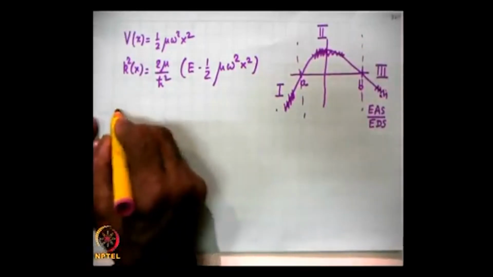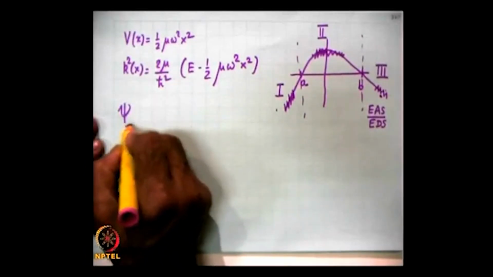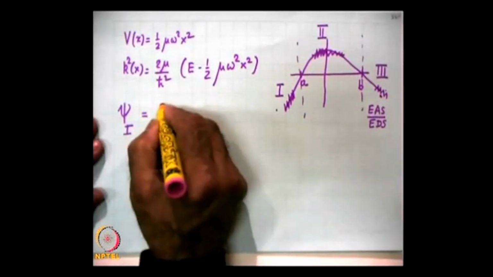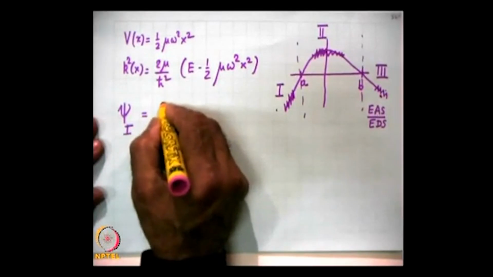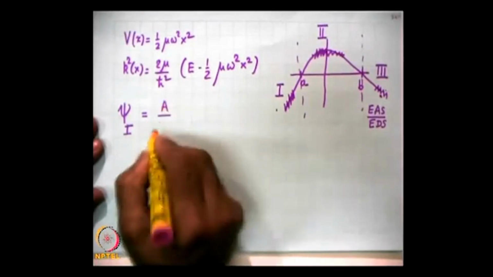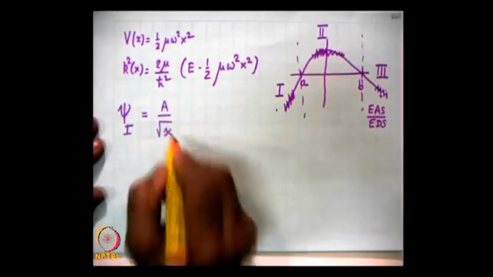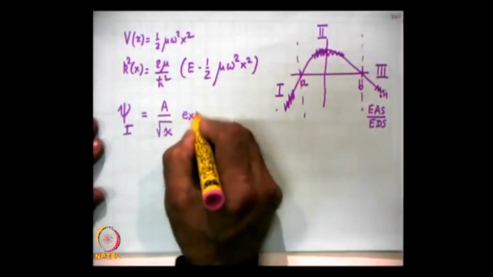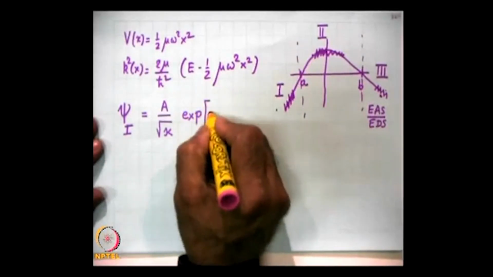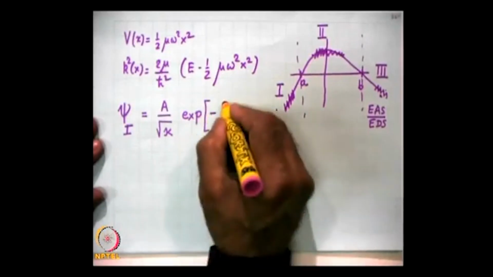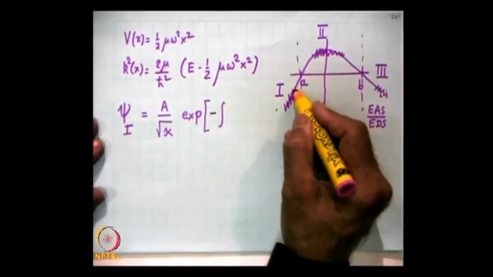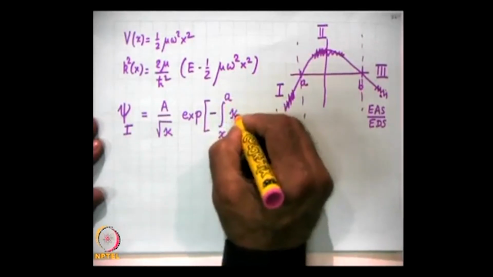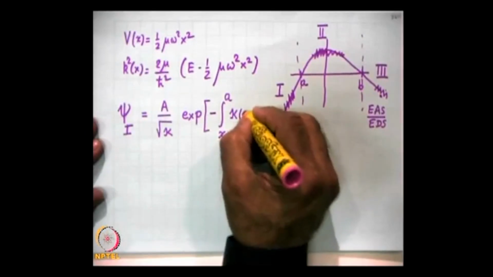So, let me first write down psi 1. In the first region we have an exponentially decaying solution. So, you will have, say, some constant A by root of kappa exponential minus, here it is x less than a, so this is x to a kappa of x dx.